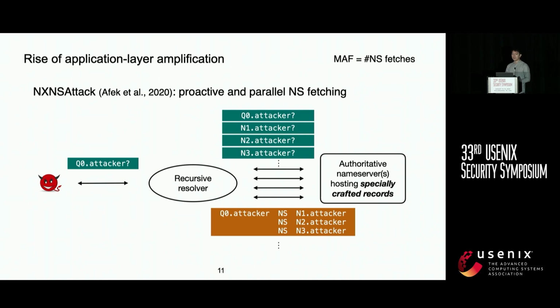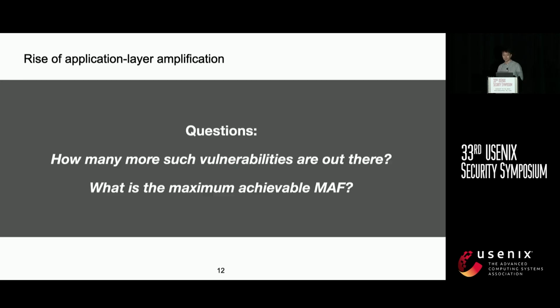The last variant is the NX-NS attack, which exploits a resolver's aggressive fetching of name servers. Whenever a resolver receives a large set of glueless NS records, it may proactively fetch multiple name servers for performance reasons, but this would generate excessive queries, right? So these attacks have demonstrated the feasibility of application layer amplification. But given that different DNS features can interact in a really complex way, how can we systematically discover more such vulnerabilities, right? And what is the maximum achievable amplification factor?